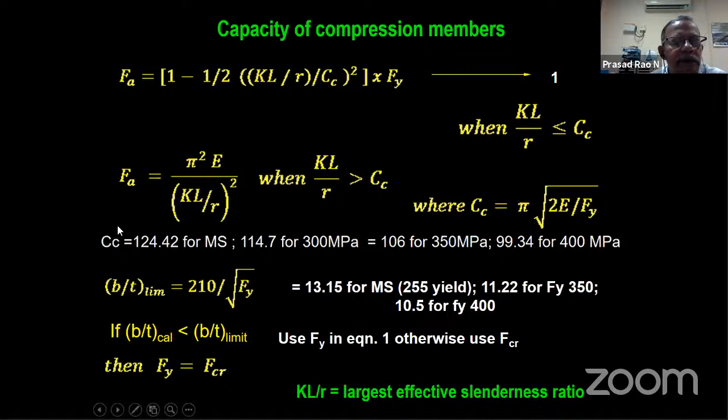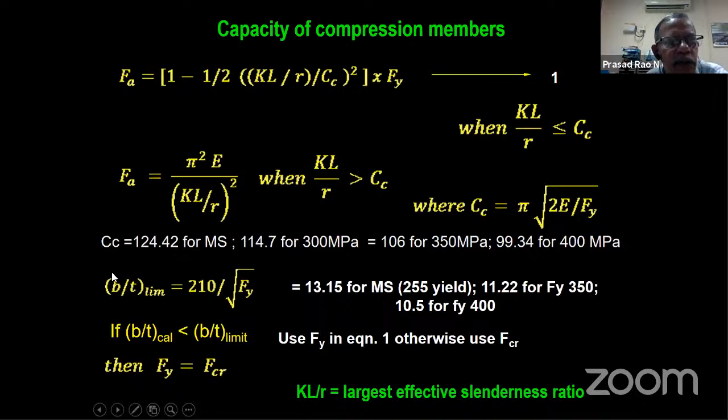If you see the CC limit, for mild steel it is 124, for 300 MPa steel it is 114. It will reduce because it is 210 by root Fi. The CC limit will reduce, and for 350 MPa it is 106. Even if you go for the highest strength, it will become less. So below this, it is called inelastic, and after that, it is an elastic column.